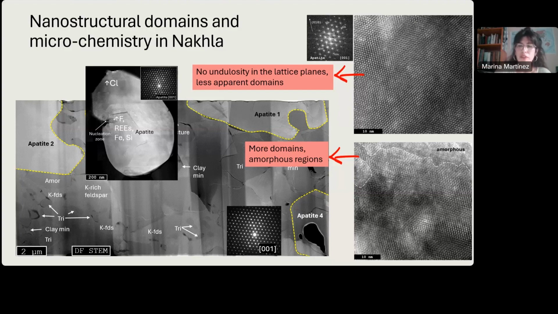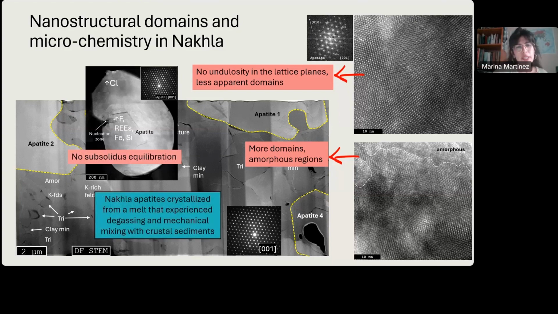And so the fact that we still see the preservation of this differentiation of elements means that there was no subsolidus equilibration, especially because iron equilibrates really fast in comparison to rare earth elements, and we still have it preserved.